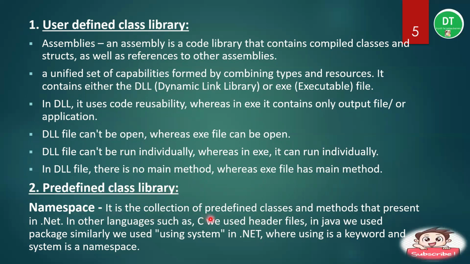Namespace. It is the collection of predefined classes and methods that are present in .NET. In other languages such as C, we use header files. In Java, we use packages. Similarly, we use using System in .NET, where using is a keyword and System is a namespace.